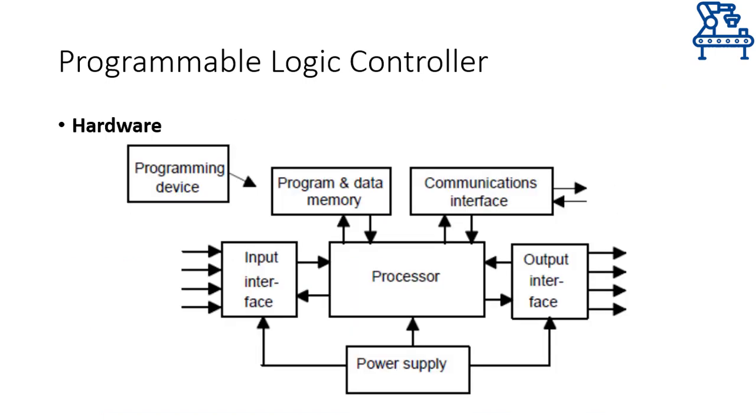A typical PLC comprises these components. At the center, the processor connects everything together. It takes input from the input devices through an input interface, reads the program from the program memory into which the programming device has placed the program, communicates with any other attached PLC or devices through the communication interface, and lastly controls the output devices through the output interface. In addition to all these things, the power supply unit directly supplies power to the input interface, the processor, and the output interface. In a nutshell, these are the hardware components that make up a typical PLC.